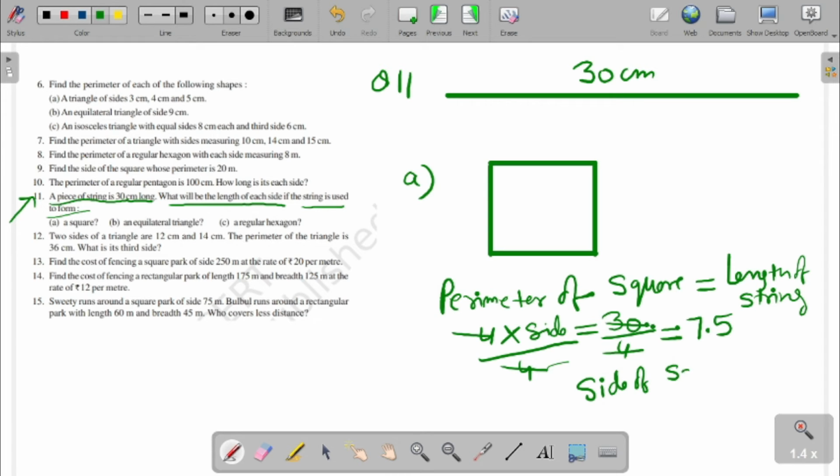or we can say side of square equals 7.5 centimeter. So this is about question number 11, A part. Now we talk about the B part.